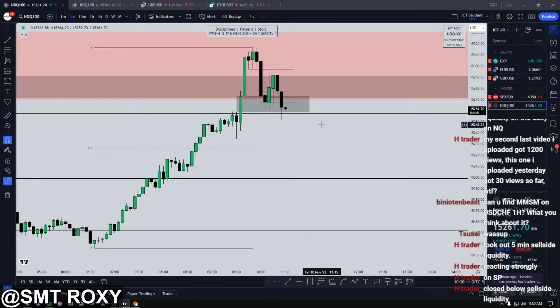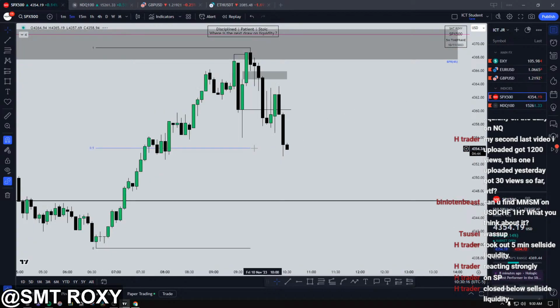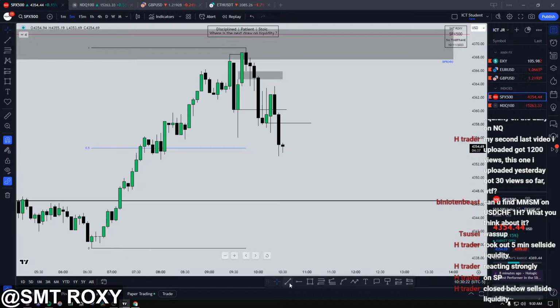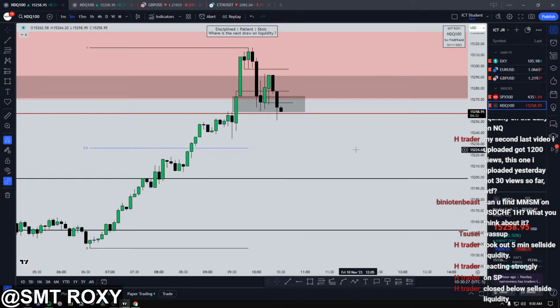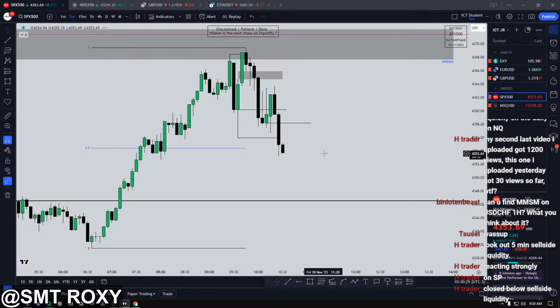Like close below this buy side here. Imbalance. Close below sell side, yeah, for SPX, I think. Yeah, SPX had a market structure shift already. Created another little order block inside of the breaker. That's like even better. So SPX looks a lot more probable right now for shorts than NQ. NQ, I think, is having a stronger time, honestly.